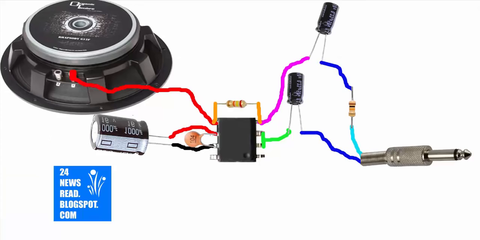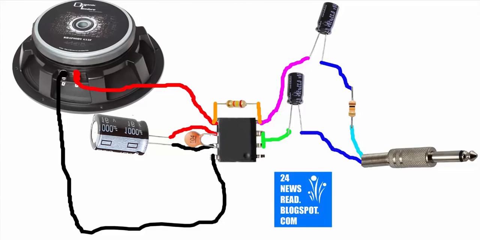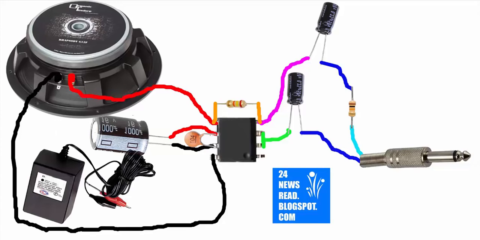Join plus position. And join minus position. Now we need a charger, 6-volt charger. Join plus and minus position. If you do not have any charger, then see our video on how to make a 6-volt charger.